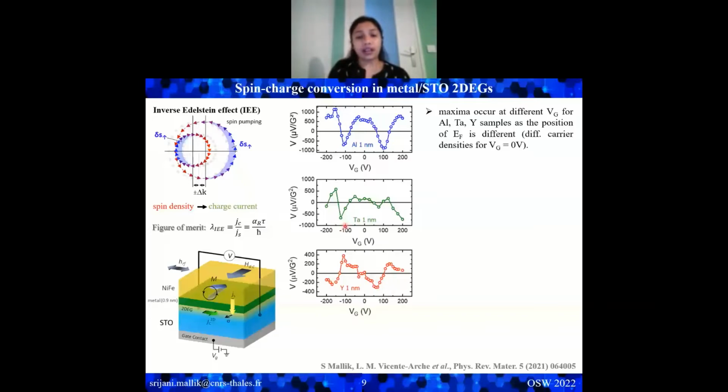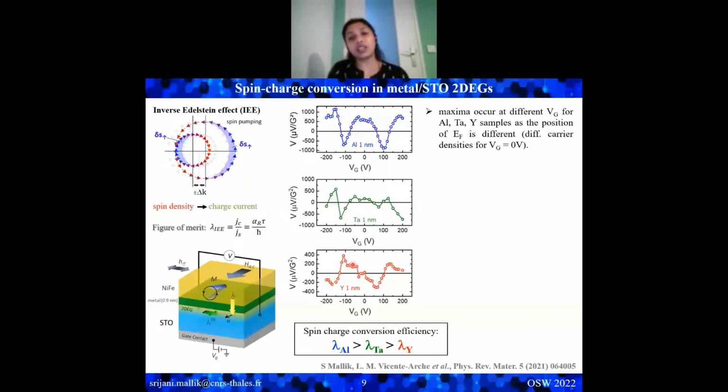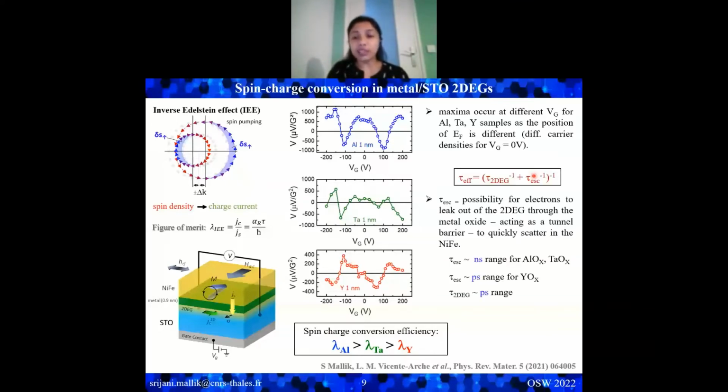We got the highest spin to charge conversion for aluminium compared to tantalum and yttrium, and this is because it does not only depend on the alpha but also on the tau. The alpha for all three cases is the same, but the tau depends on two things: the tau of the 2DEG as well as the tau escape, which is the possibility for electrons to leak out from the 2DEG to the ferromagnetic layer through the metal oxide, which is acting as a tunnel barrier. Now, in the case of aluminium oxide and tantalum oxide, this tau escape is in the range of nanoseconds. However, for the yttrium oxide, it's in picoseconds, which is also similar to the tau 2DEG.